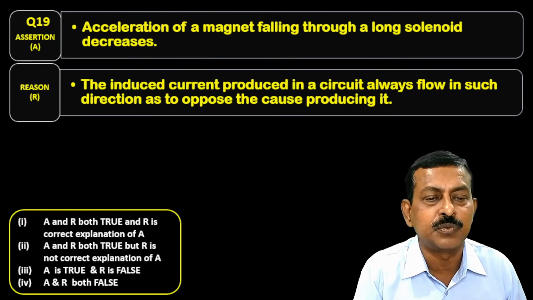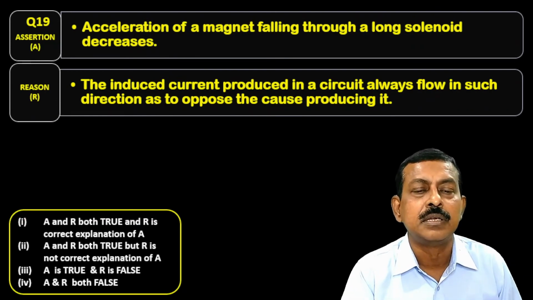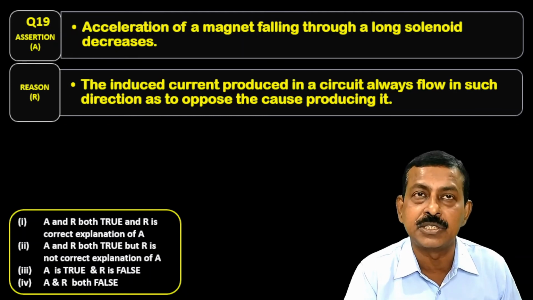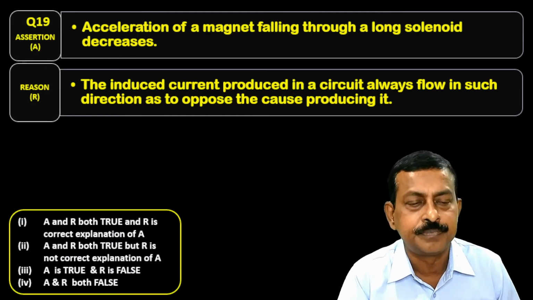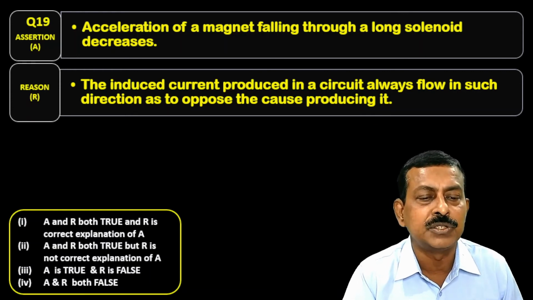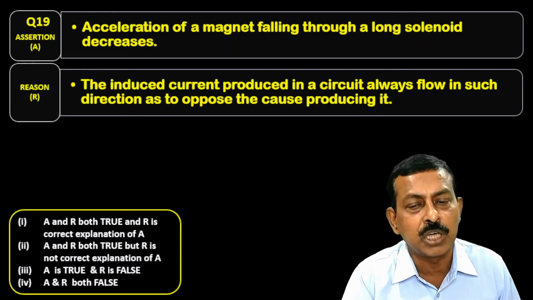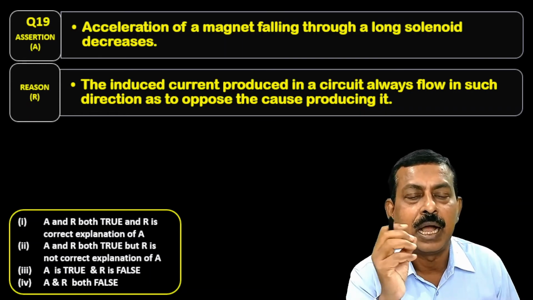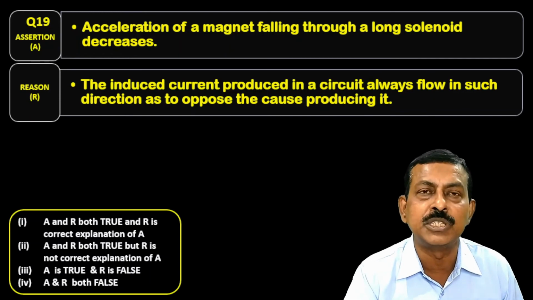Let's take the next one. Acceleration of a magnet falling through a long solenoid decreases. The reason is, the induced current produced in a circuit always flow in such direction so as to oppose the cause producing it. So you have suppose a solenoid and you are dropping a magnet through its axis.